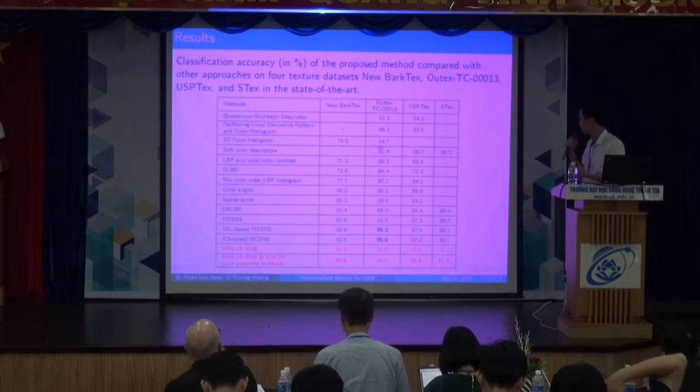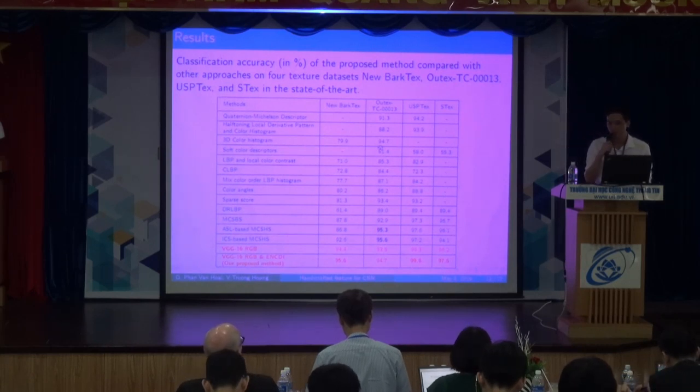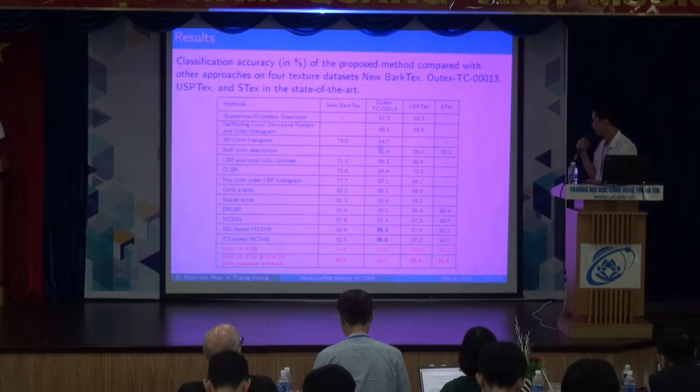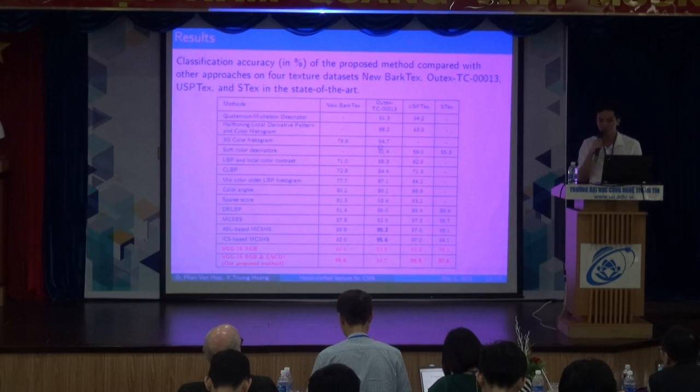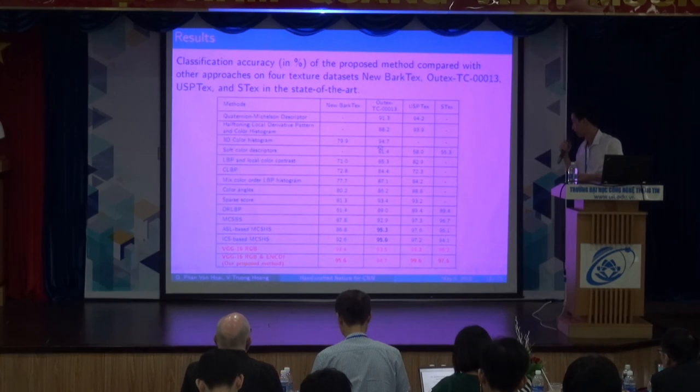2% on USB test, and 1.9% on XTech. In the USBTech dataset, our model achieves a very good result of 99.6%, which is 0.3% better than the model only trained on RGB image, and improves the state of the art by 2%.